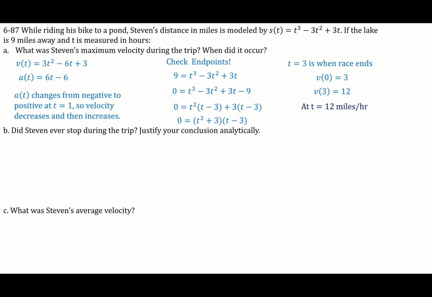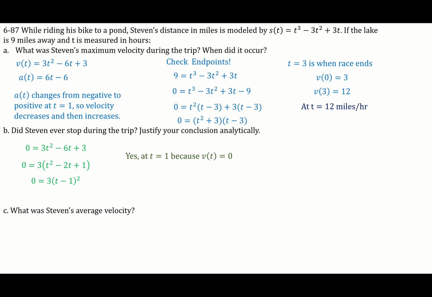B, did Stephen ever stop during the trip? So if he stopped, that's when the velocity is equal to 0. So let's see if the velocity is ever equal to 0. I can factor out a 3 here. And then you can factor this further to be t minus 1 squared. So yes, he did stop at t equals 1 because that's when the velocity is equal to 0.